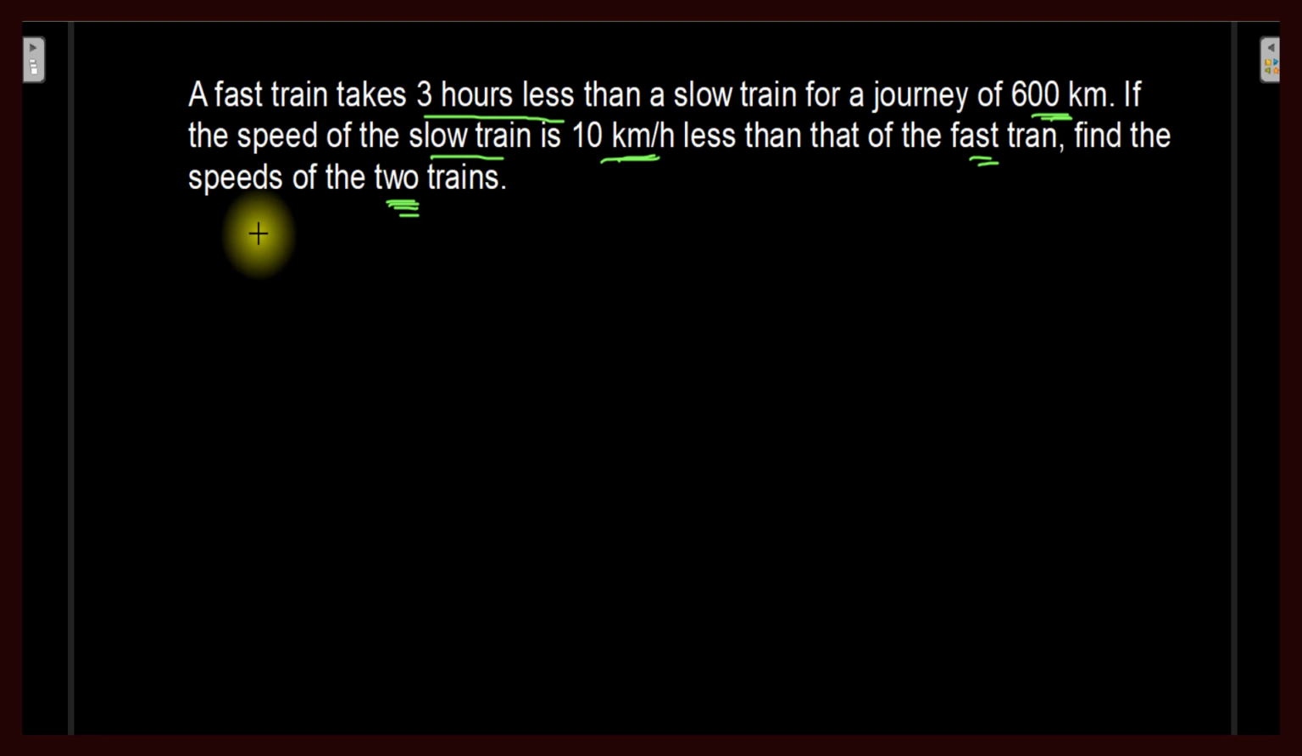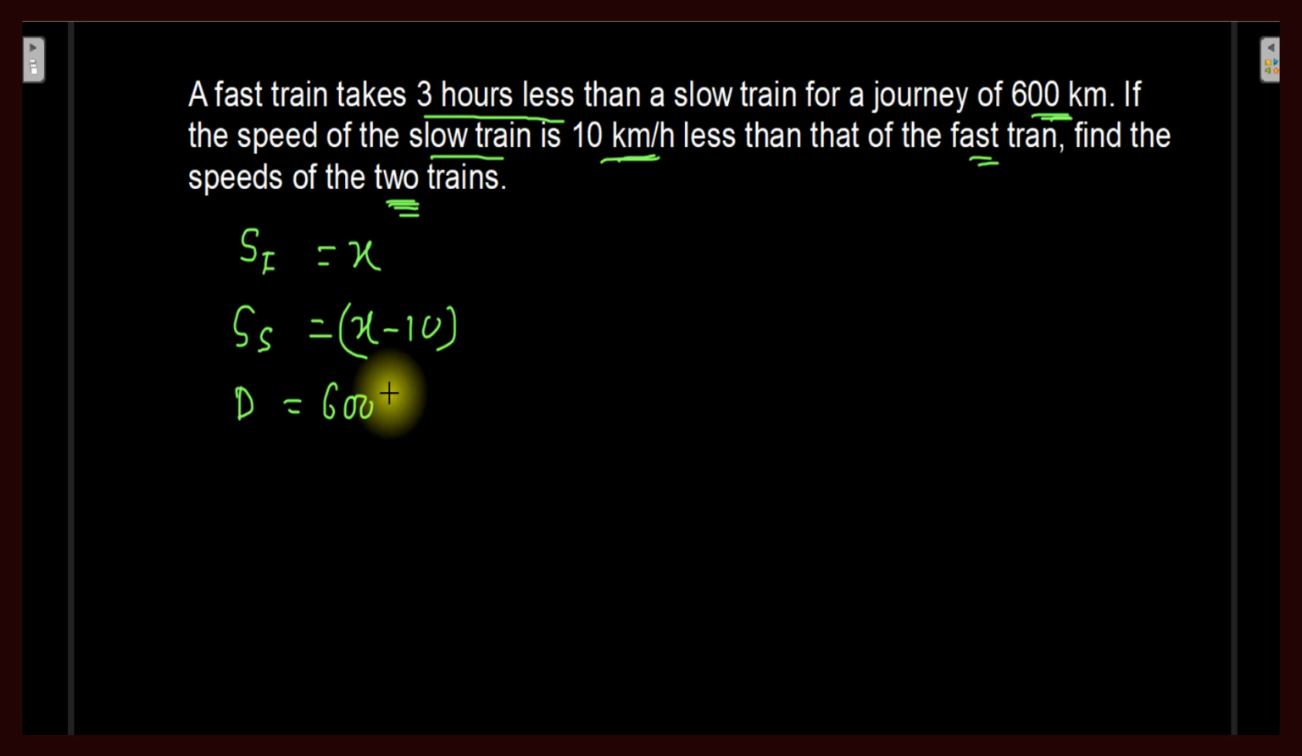So first, friends, we will assume that the speed of the fast train is x km per hour, and therefore the speed of the slow train, that is 10 km per hour less than that of the fast train, will be x minus 10 km per hour. And we know the speeds of both the trains, and the distance also we know, so we can find the time taken by both trains to cover a distance of 600 km.